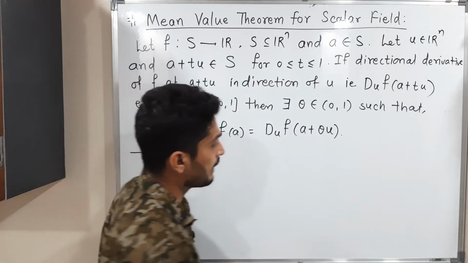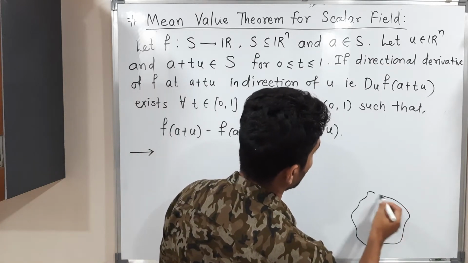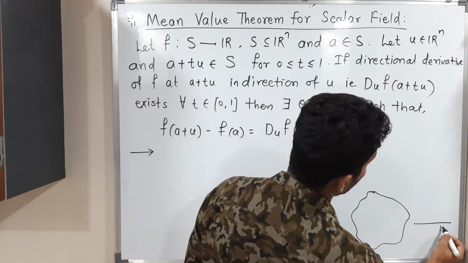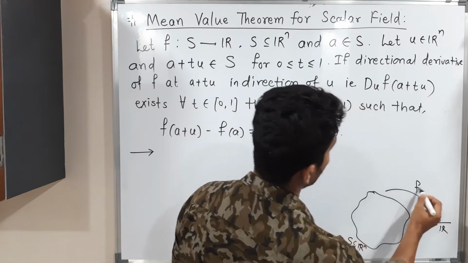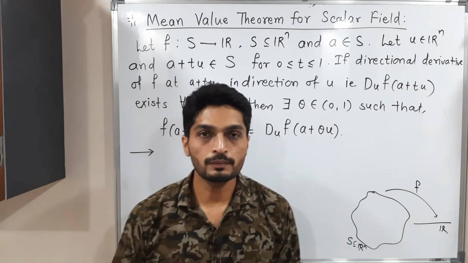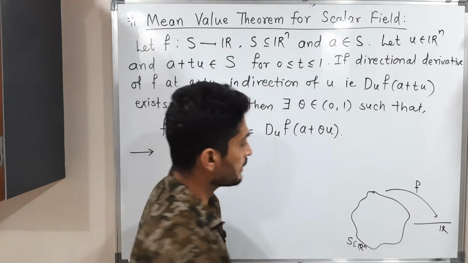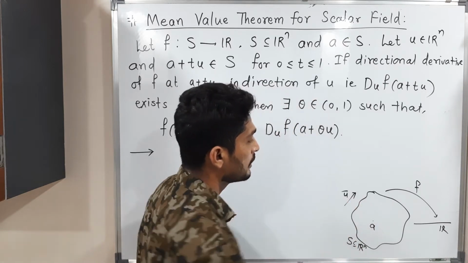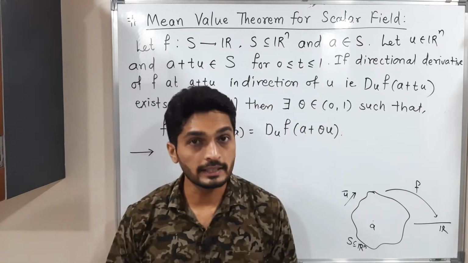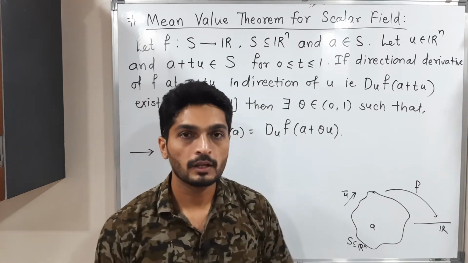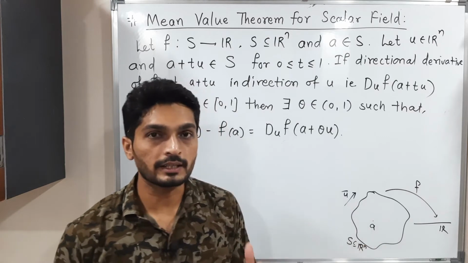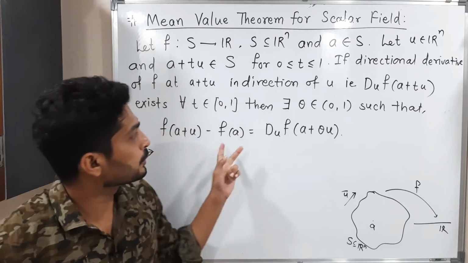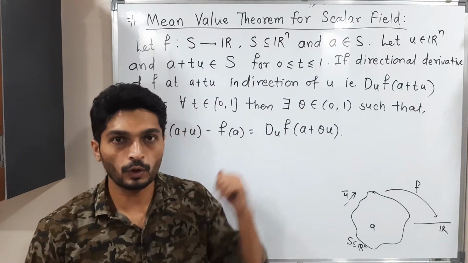We have a set S which is a subset of Rn, and suppose this is a real line. So f is a function from S to R. We call it a scalar field, right? And at some point we have A, and we have a vector u bar. So you know that easily we can find the directional derivative. Since we have a point and a vector, we can find the directional derivative. If such a directional derivative exists, then we have to prove this equality.